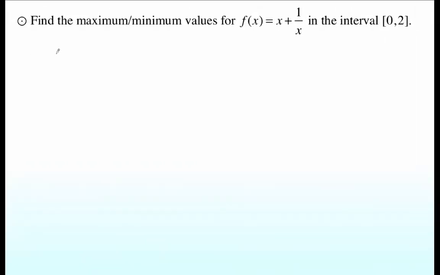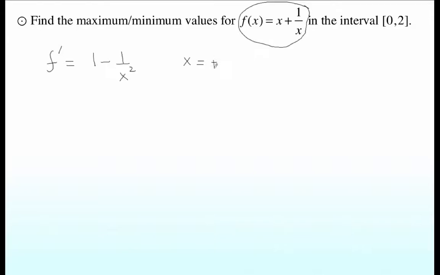Let's take a second example. Here I have the function x plus 1/x, and we need to know what is the minimum and maximum in this interval between 0 and 2. Well, let's first look at what f prime is. That's 1 minus 1/x squared. And when x is either plus 1 or minus 1, this f prime will be 0.